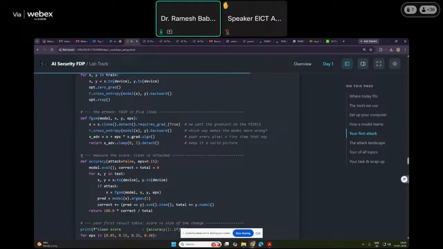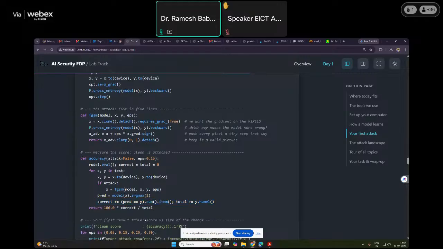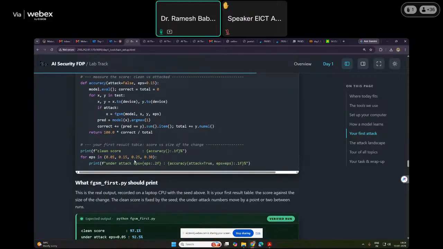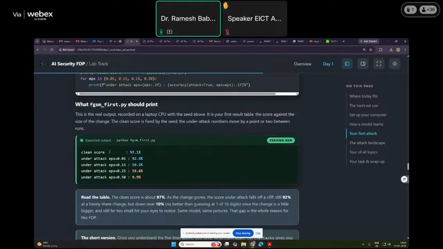The next component of the attack is trivial, that is defining your clean accuracy and your attacked accuracy. This function is all about that. It is going to take the model and perform the eval function. It is going to run in a loop, take your input and output, and there is a condition. If it is an attack input, it is going to perform the predictions and score them based on this equation, and return your accuracy and under attack accuracies.